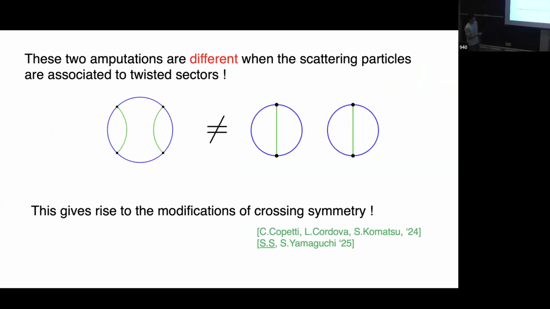But these two kinds of amputations are different when the scattering particles are associated to twisted sectors. Namely, this four-point function isn't equal to these two bubbles. This should be contrasted with the scattering for untwisted sectors. In the case of untwisted sectors, the blue lines don't appear here, so we can separate these two lines, and this equality does hold. But when twisted sectors are concerned, this equality no longer holds. Historically, amputation has been performed by G, but the correctly normalized S matrix should be performed differently.